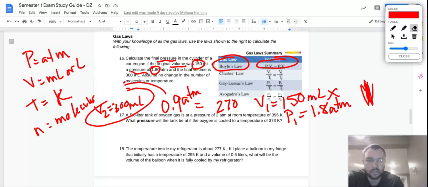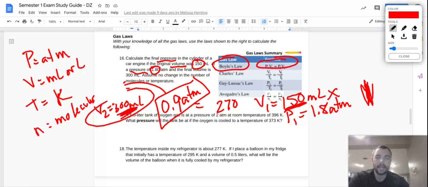All right, so we got 0.9. Now, just a quick check here. Boyle's law is the one inverse relationship, meaning one goes up, one goes down. Here, my volume started at 150 and went up to 300. So volume went up, so my pressure should go down. I started at 1.8, and it did go down to 0.9. That's a good quick check. It did go down, so I probably did it correctly.